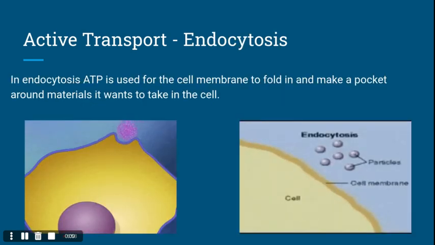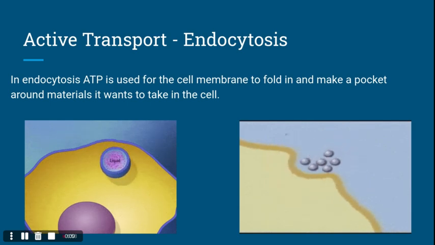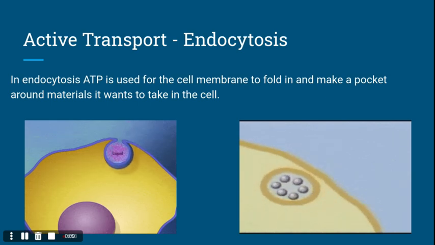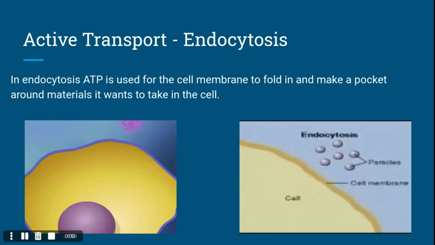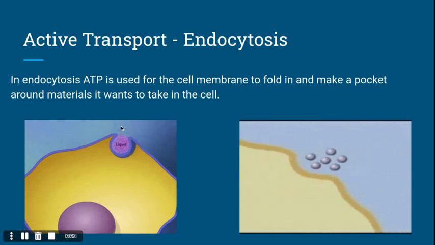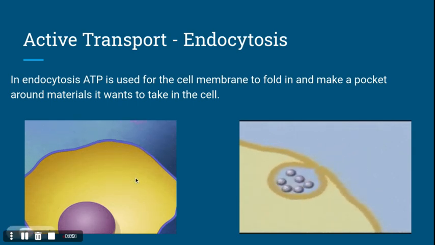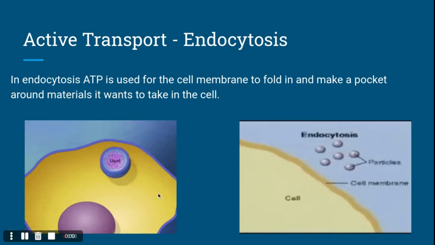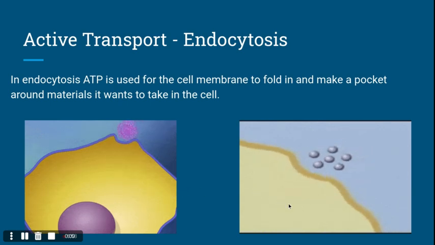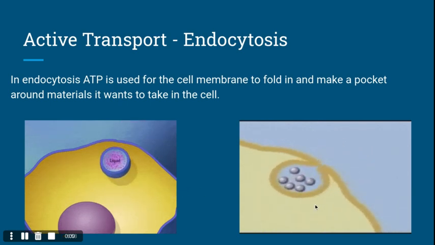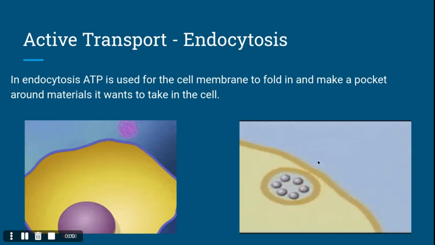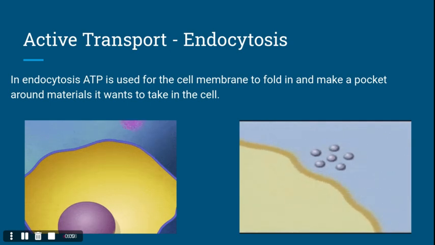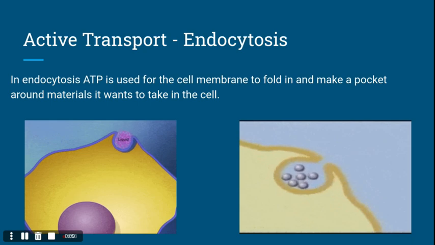Now, just like osmosis and diffusion were examples of passive transport, endocytosis and exocytosis are examples of active transport. In endocytosis, ATP, which is the energy, is used for the cell membrane to fold in and make a pocket around materials it wants to take into the cell. The pocket then breaks loose from the outer part of the cell membrane and forms a vacuole within the cytoplasm. It makes a vacuole inside the cell. Large molecules, parts of cells, or even whole cells are taken into the cell this way.